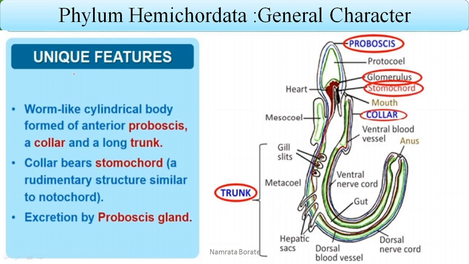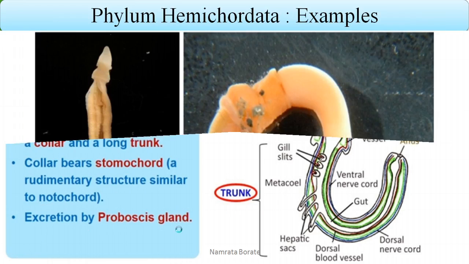What about the unique feature, that's a special characteristic in case of the phylum Hemichordata? The organisms have a worm-like cylindrical body, and the body shows three distinct parts. First, the anterior one, that is known as the proboscis. Second one is the collar, and the third one is the trunk. The collar bears the stomochord, that is a rudimentary structure similar to a notochord. Excretion is by the proboscis gland.